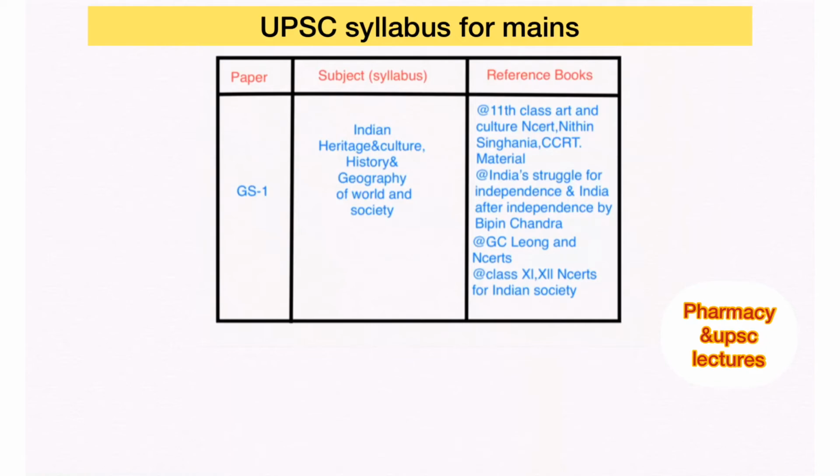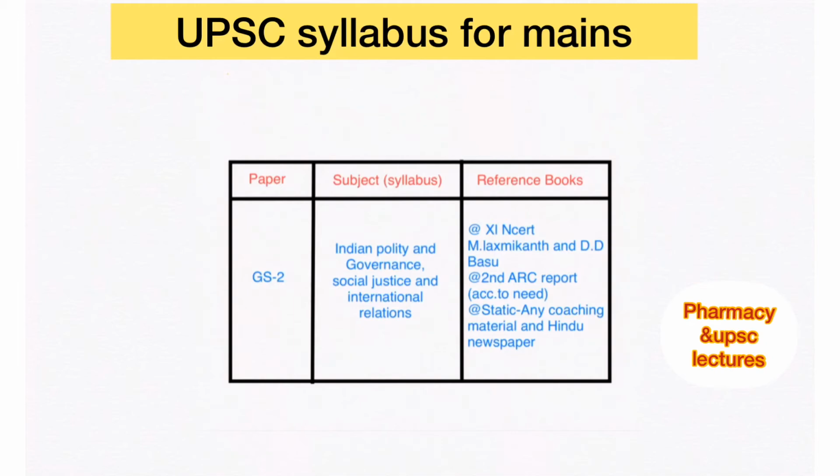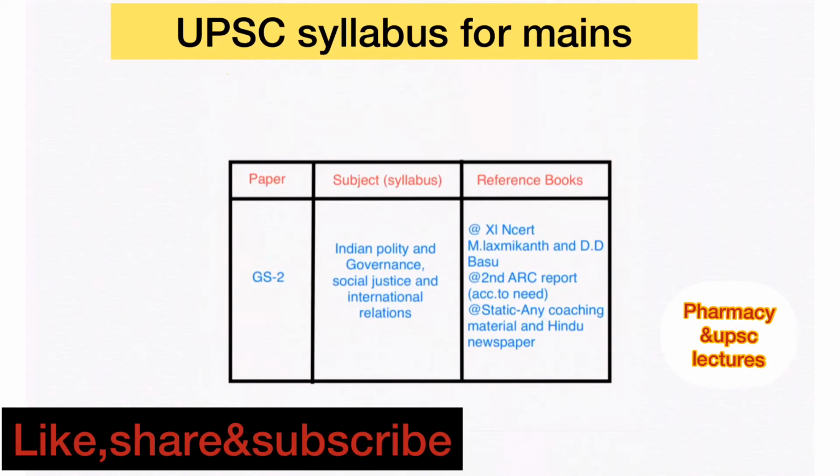Class 11, 12 NCERTs are for Indian society. GS2: Indian Polity and Governance, Social Justice and International Relations. For Indian Polity, you have to refer to the 11th class NCERT, M. Laxmikant and D.D. Basu for some topics. For social justice, you have to refer to the Second ARC report according to our need.